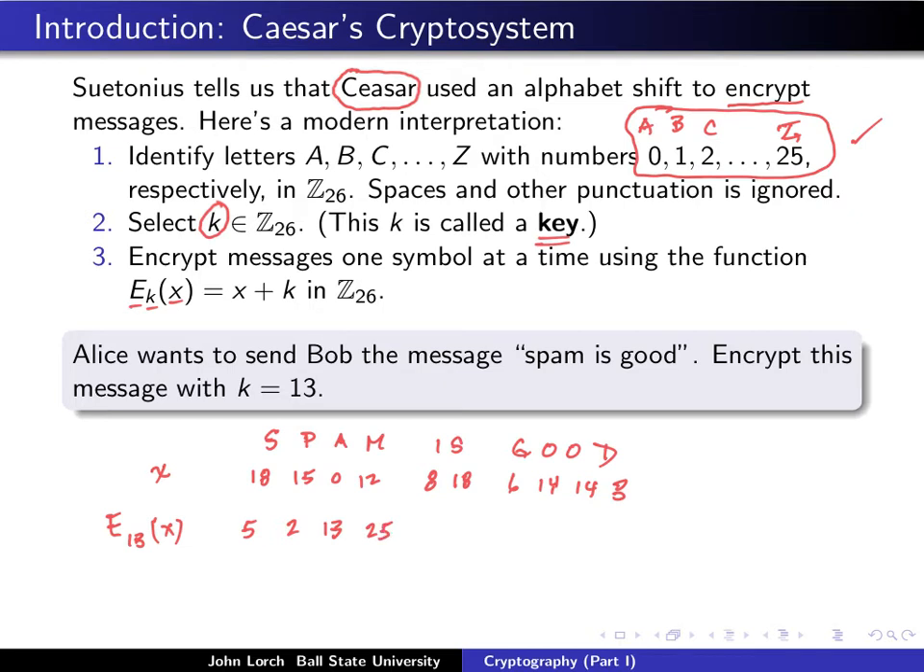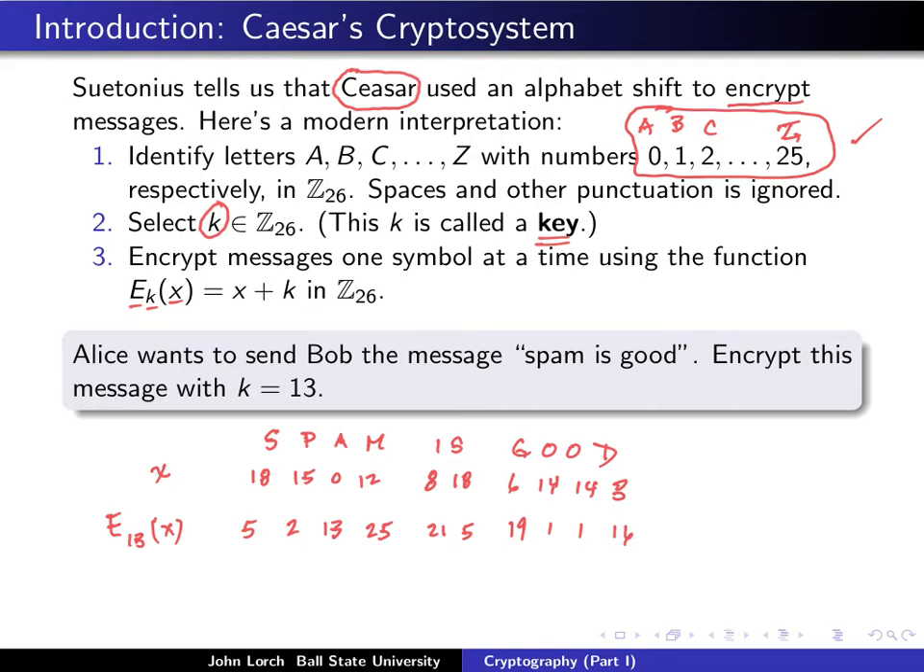Okay, so we can keep doing this down the road. This becomes 21 and 5. And you can check my arithmetic here. And then 14 plus 13 is 27, which is 1 inside of Z26. And then we have 3 plus 13, which is 16.